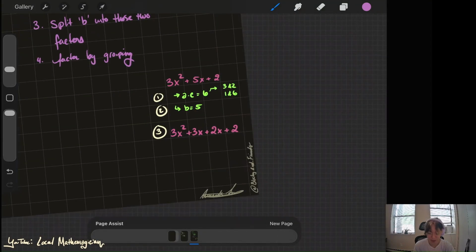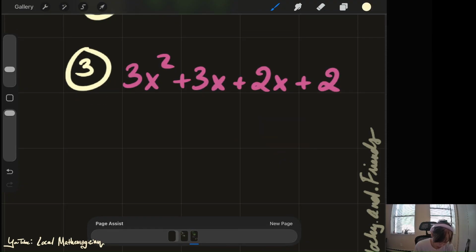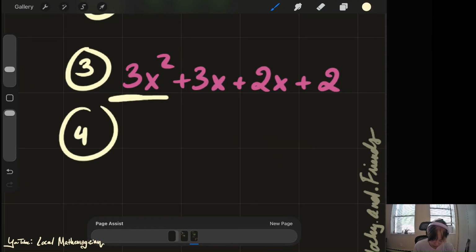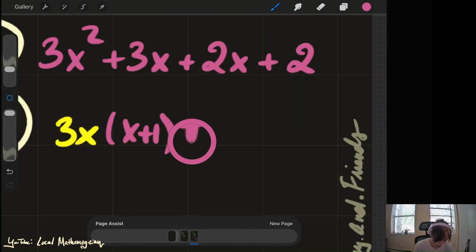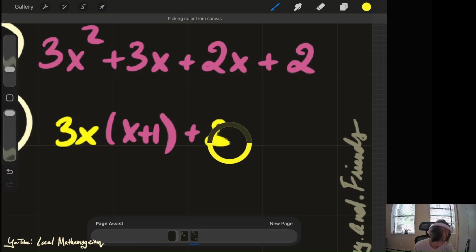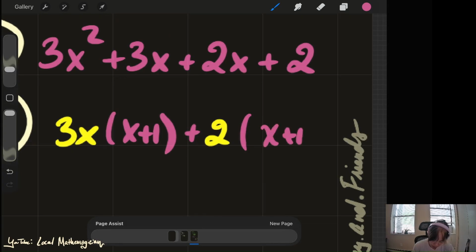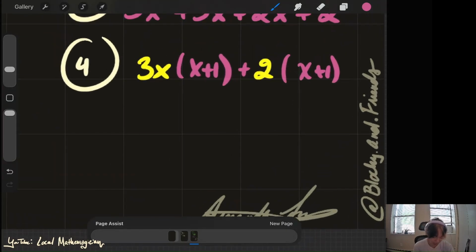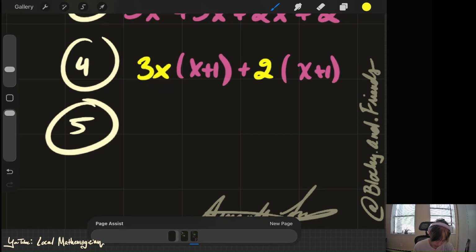You know how to factor by grouping. Once you get here, it's going to look like, oh, this and this both have 3x in common. So I'm going to write that as 3x times x plus 1, plus, oh, these both have 2 in common. If you factor the 2 out, you're left with x plus 1. Oh, we get to factor out a binomial. Isn't that exciting?